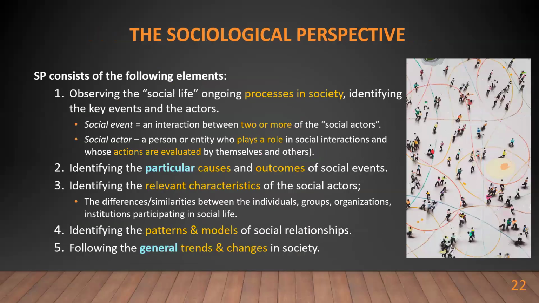Now, sociological perspective consists of the following elements, and those would also, in a certain sense, be criteria for the evaluation of your performance throughout this course. First of all, your ability to observe the social life, the ongoing processes in society, identifying the key events and the actors. Now, what is a social event? It's an interaction between two or more of the social actors. And when there are key events, those events, interactions between two or more people, affect everybody else. Well, maybe not everybody, just the people close to them.